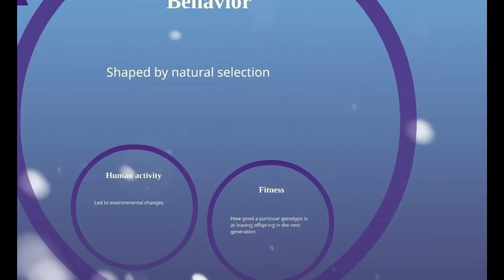It is also important to remember that some types of behaviors are shaped through natural selection. For example, behaviors such as birds' mating rituals and humans' capacity to learn language have genetic components and are subject to natural selection.